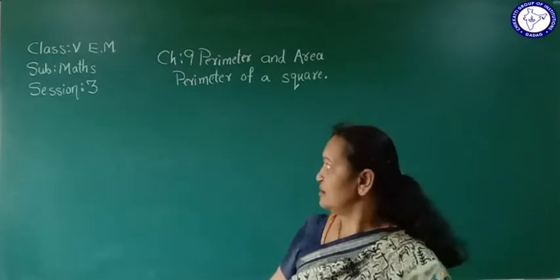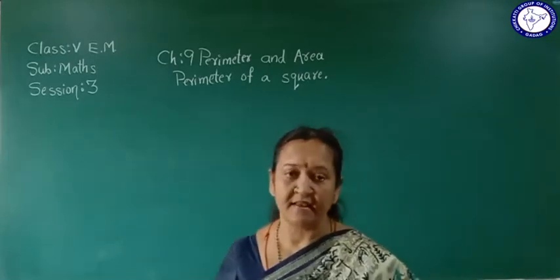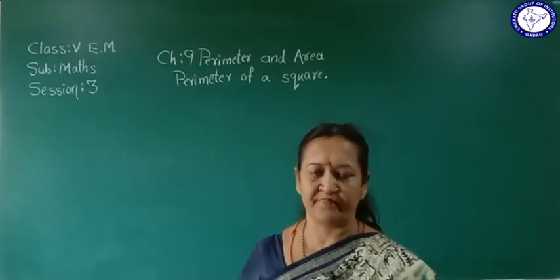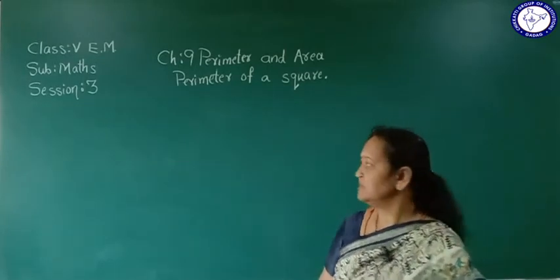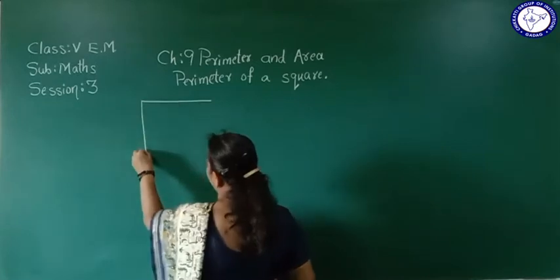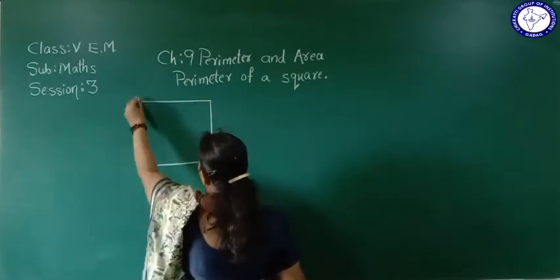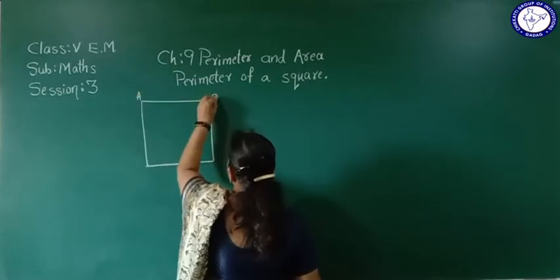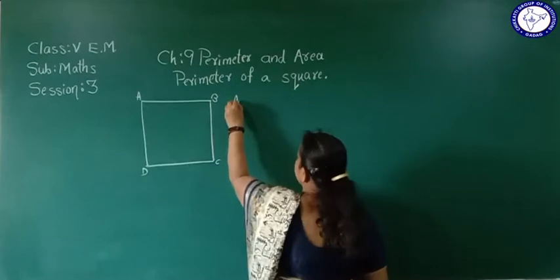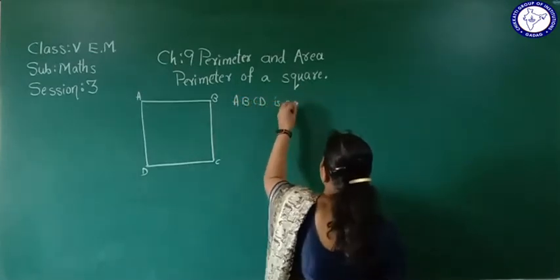Hello children, today in session 3 of chapter 9, perimeter and area, let us learn the perimeter of a square. Now what is a square? A square again is a plane figure where all four sides are equal. Here if I name it A, B, C, D, then this ABCD is a square.